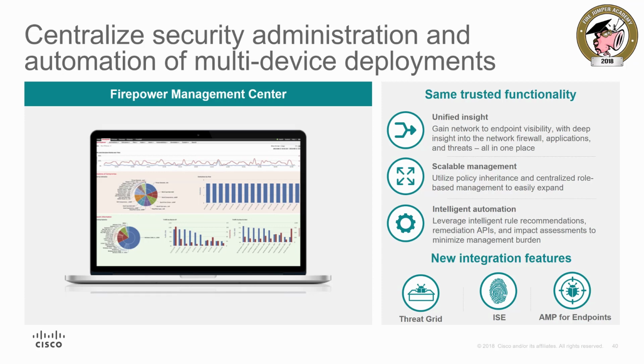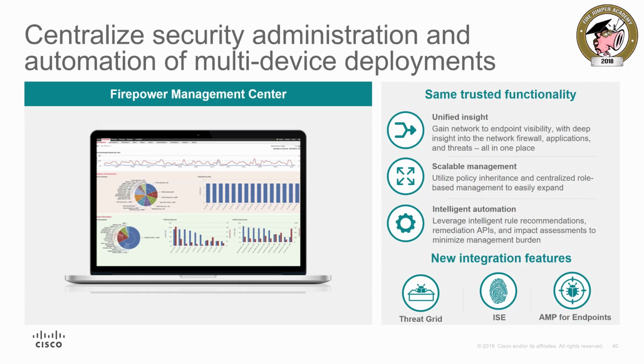The Firepower Management Center is unified, providing network and endpoint visibility, providing firewall, applications, and threat line of sight, providing tracking, containment, and recovery remediation tools. It's scalable, providing central role-based management, enabling multi-tenancy, enabling policy inheritance. It's automated, showing impact assessments, providing rule recommendations, and remediation APIs.